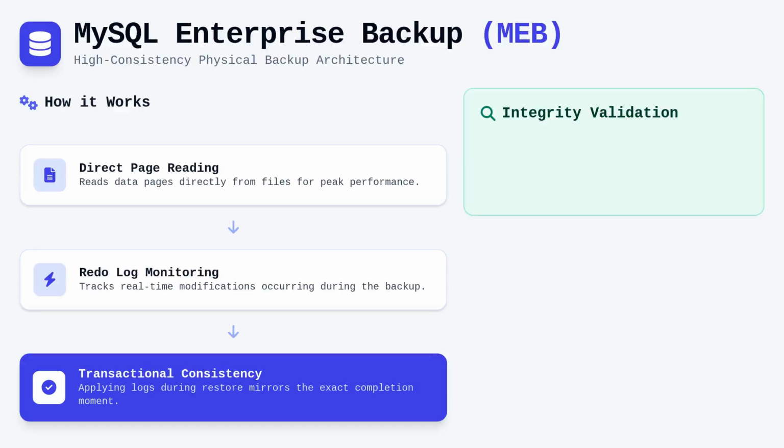To ensure that our backups are not corrupted during the transfer or due to storage issues, MEB includes a validate command that checks the integrity of the backup image. This command scans the contents of the backup and verifies headers and checksums to catch hardware errors before we find ourselves in a desperate restoration scenario.